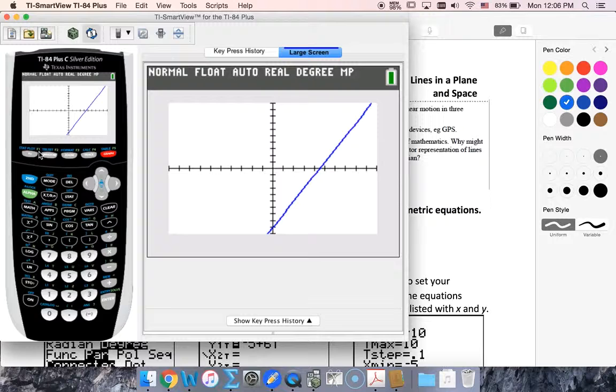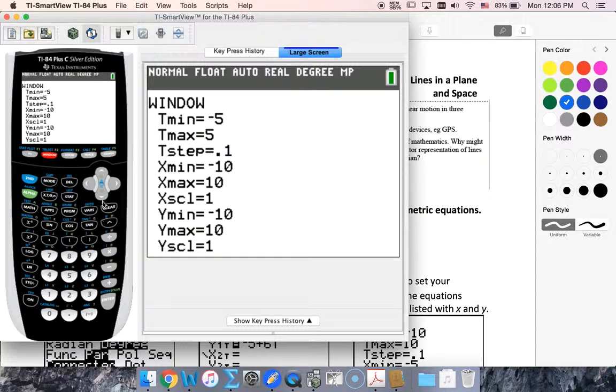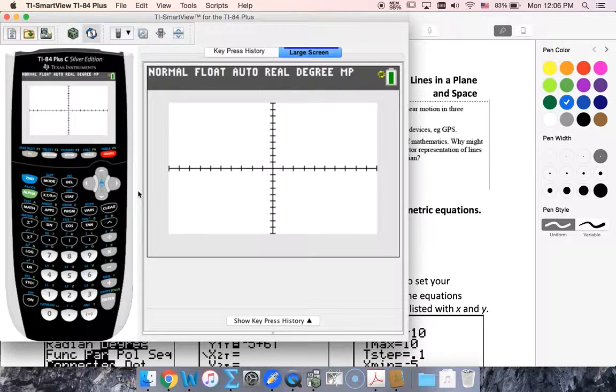So I'll get a little bit smoother. And if we come down, it's going to have to think a lot longer, but I get an even smoother line.